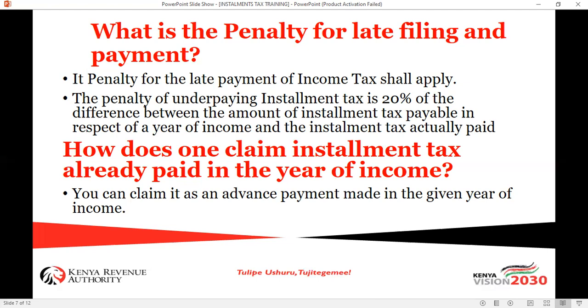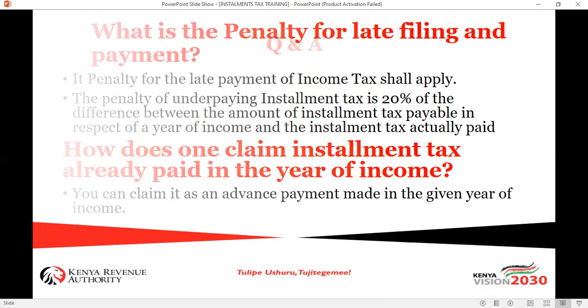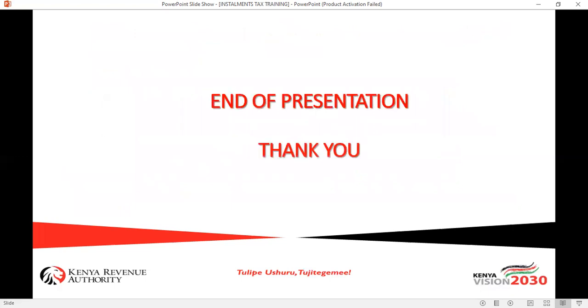So meaning, kama ni venye tu nilikwambia, if you can claim, you have options. You can claim as a refund, or you can wait and offset in the following year. Yeah. It's very clear.